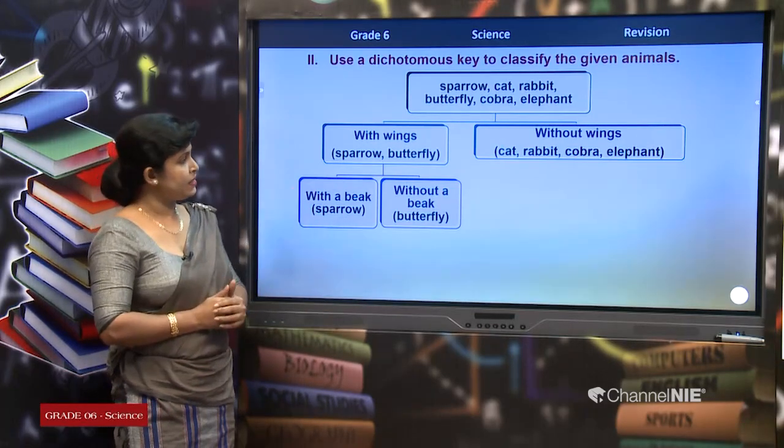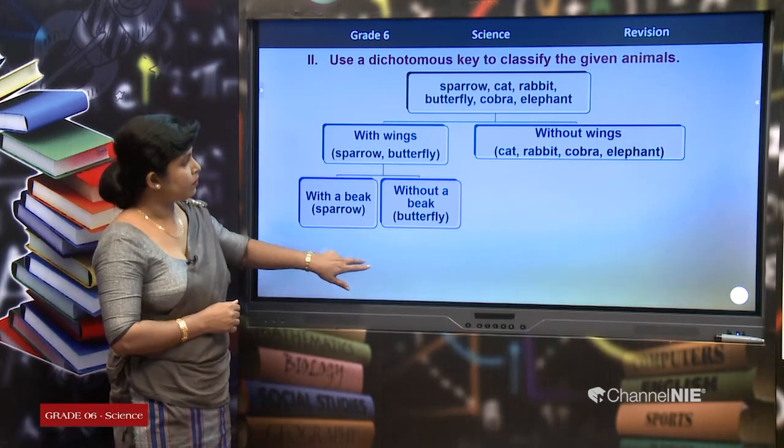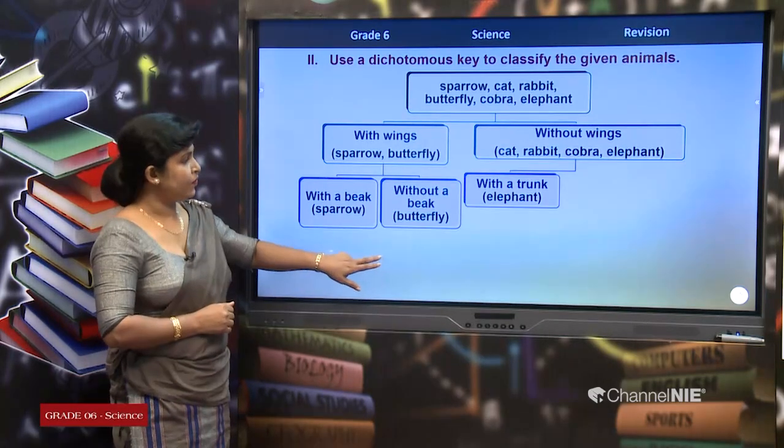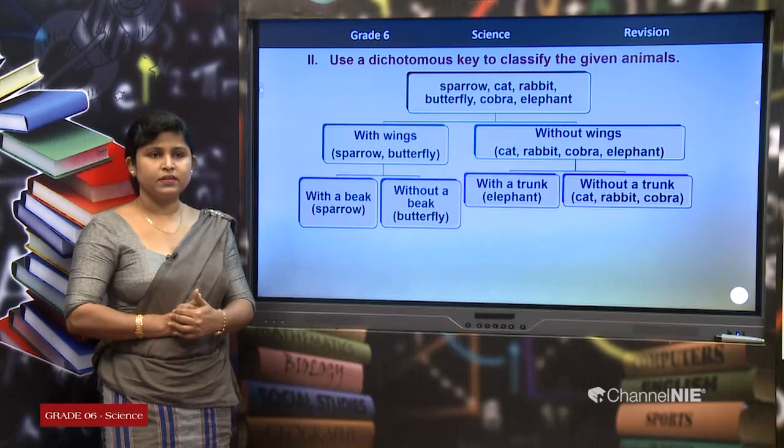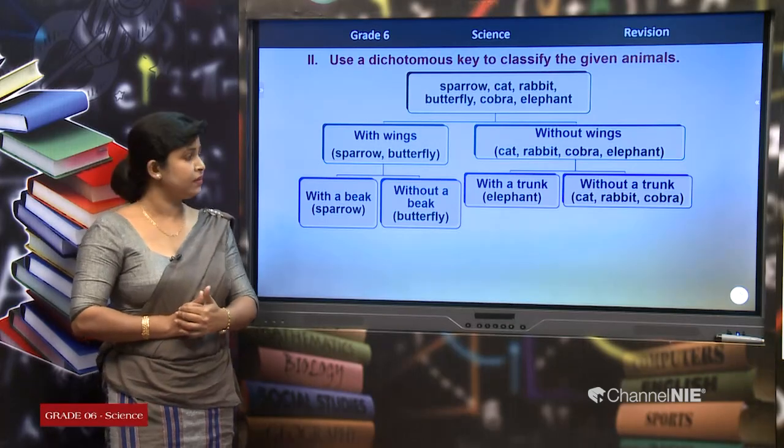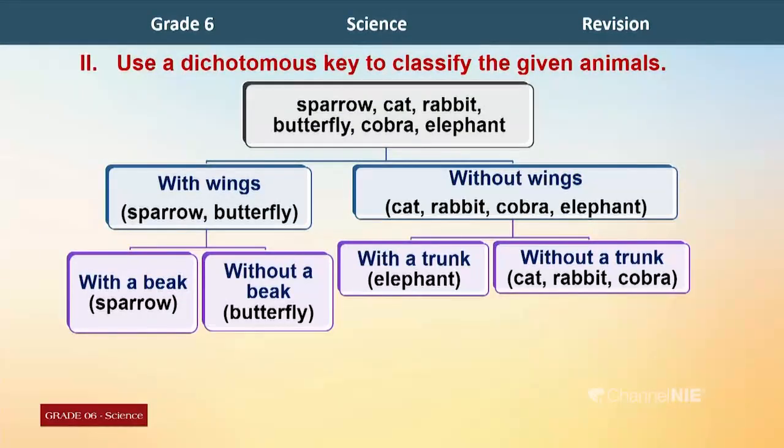Now let's see the other side. With a trunk, without a trunk. The elephant has got a trunk. The elephant with a trunk. Then there are three animals without a trunk. Cat, rabbit, and cobra. We will see how to divide them.